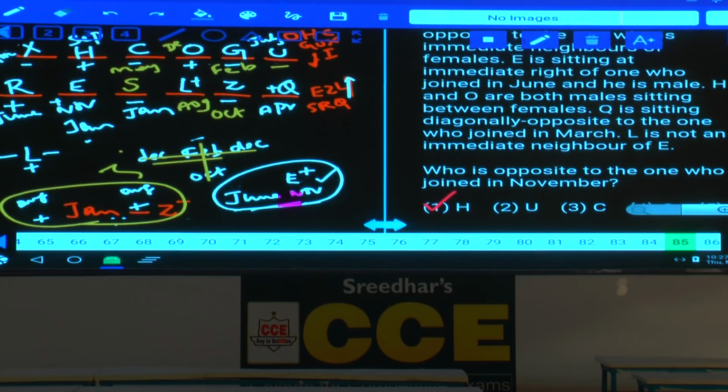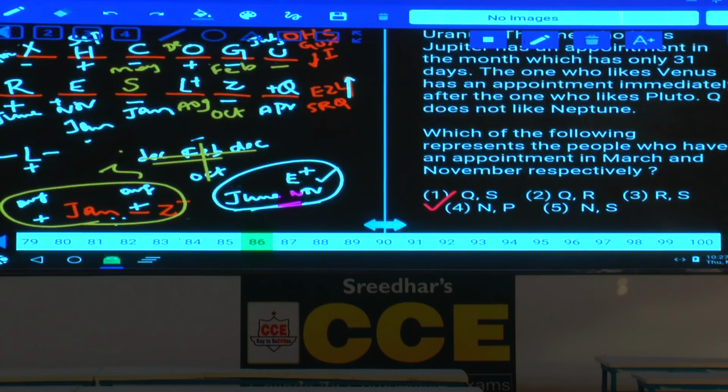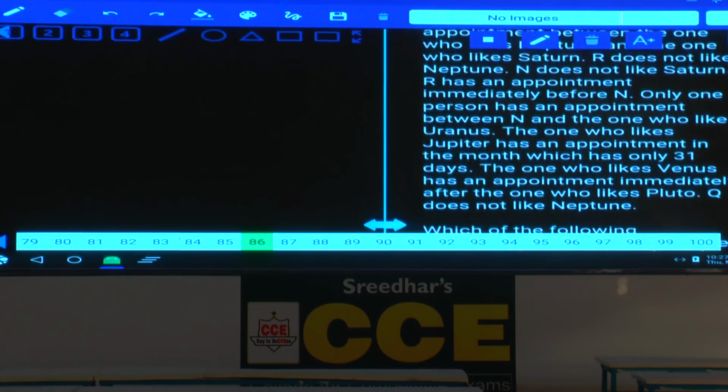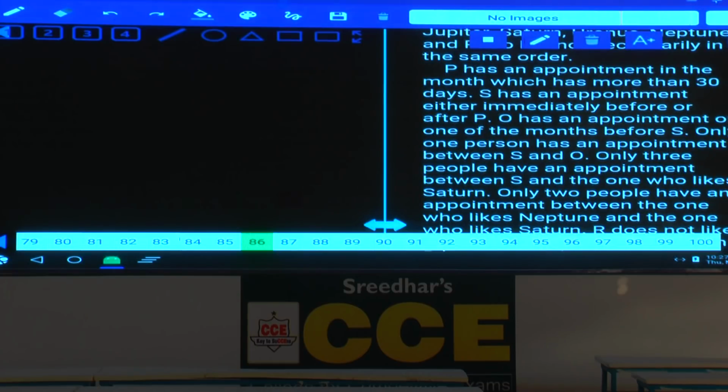Now this is about question numbers 81 to 85. Then 86 to 90. Now in question numbers 86 to 90, what is the information here?